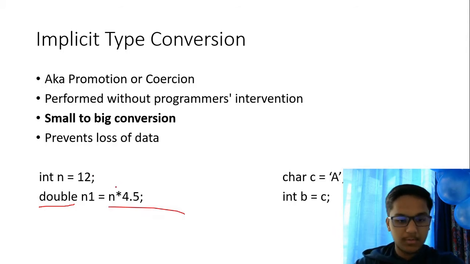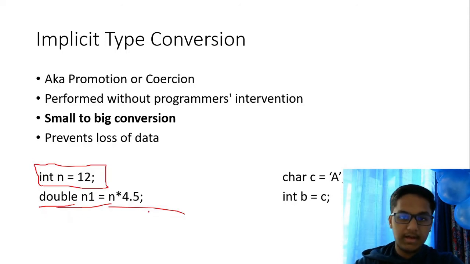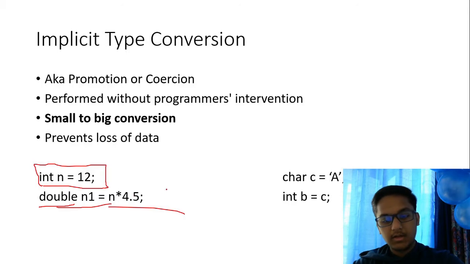So it'll perform the operation 12.0 * 4.5, and then the value will be stored in n1. But an important point to remember is that n will stay as 12. The n gets converted to double only in this particular operation. Any other operation performed after that, n will remain an integer. So if after double n1 = n * 4.5 we do System.out.println(n), the output will be 12, not 12.0, because the value is still an integer. Only in this particular arithmetic expression does it get converted to double. So this happens automatically.